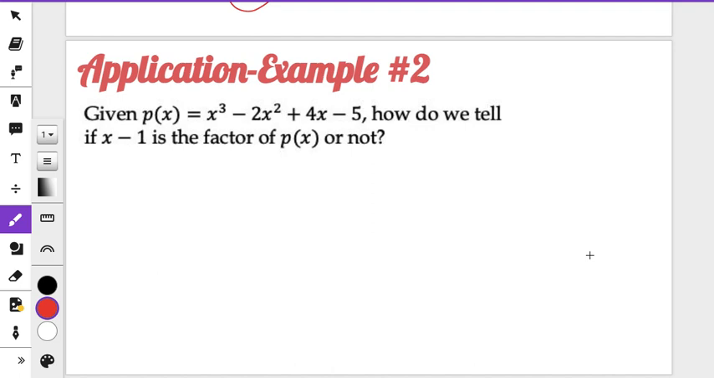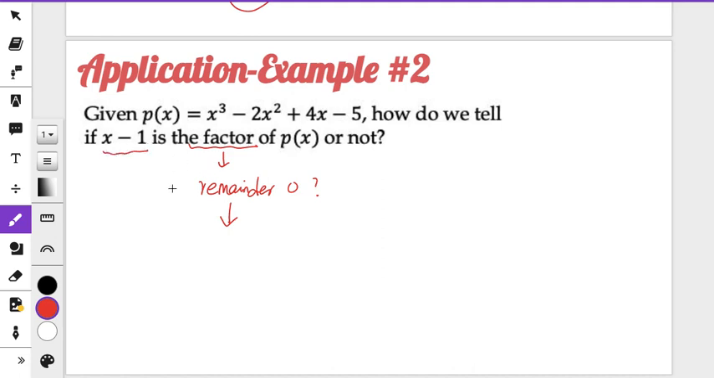If we have a p of x, which is x to the third minus 2x squared plus 4x minus 5, how do we tell if x minus 1 is a factor or not? As we mentioned, in order to find a factor, we actually need to check one thing. Do we have 0 as a remainder or not? In order to answer this question, next thing is, how do we find the remainder? Which the remainder theorem tells us. In order to find the remainder, we don't need to do synthetic division. We just need to plug in the value.